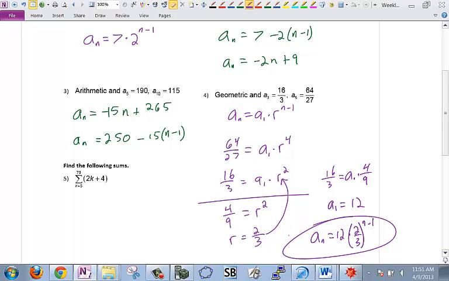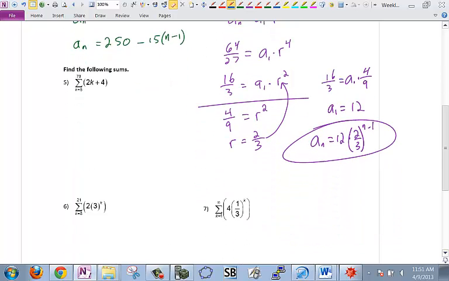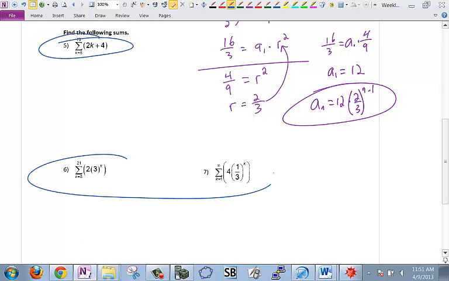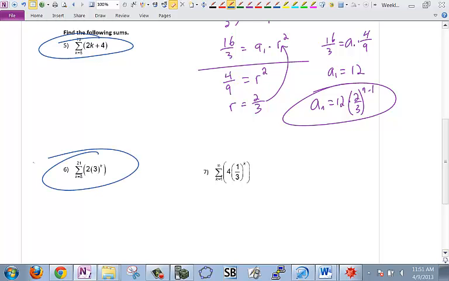All right, any questions on the first 4? Sequence questions. The next 3 are all series, and you should identify immediately that this first one is an arithmetic series. The last 2 are geometric. Number 6 is a finite geometric series, whereas number 7 is an infinite geometric series.